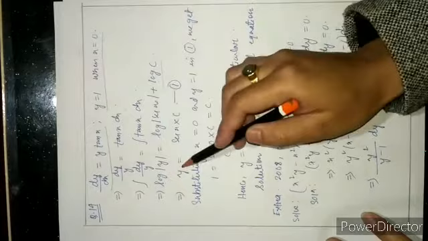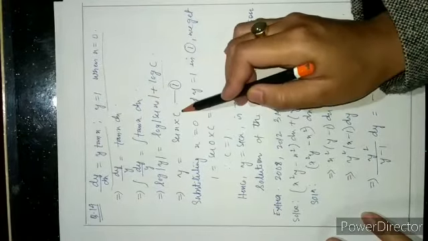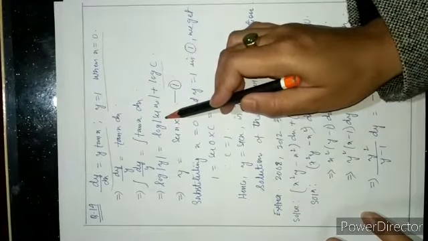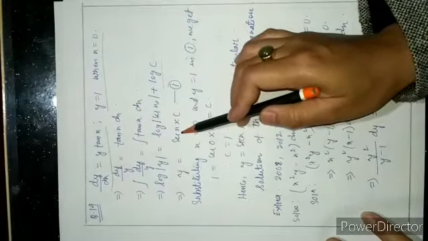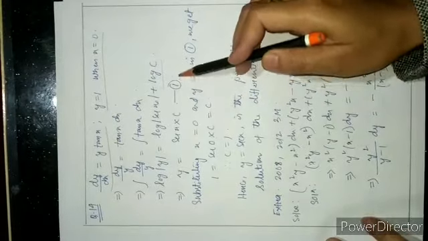And the equation becomes log y is equal to log sec x plus log c, which is log of sec x into c. Giving exponent power on both sides of the equation, the e and the log cancel, and y is equal to sec x into c. Let us call this equation number 1.